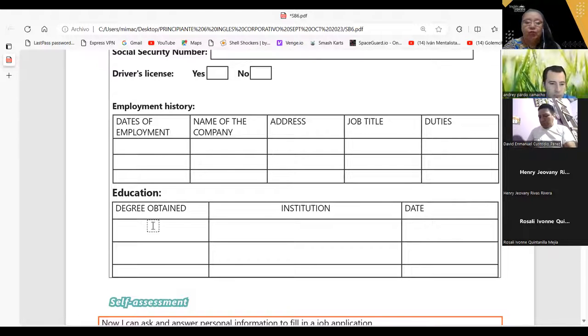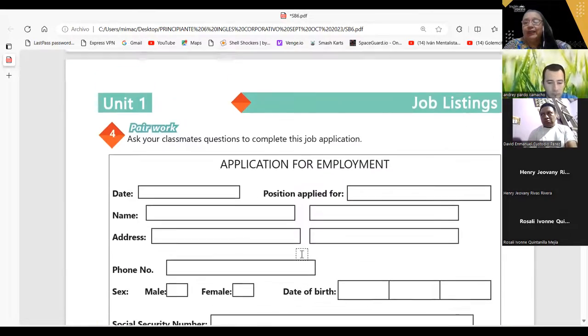The education, degree obtained. Degree means the degree is from the university. Diploma is from high school. Yes? And then the institution and the date. Usually we write here, as you know, the most recent one. Yes? Is that okay? But you're going to do that later on.